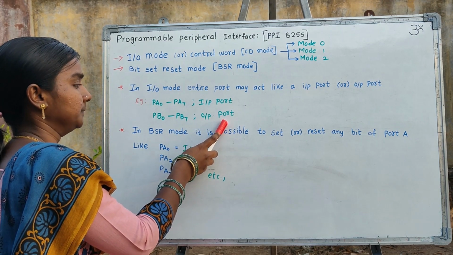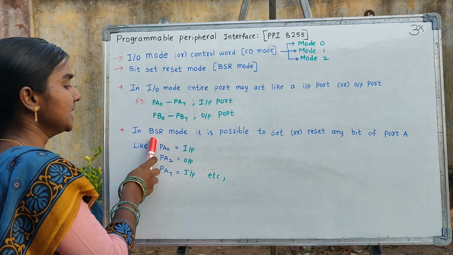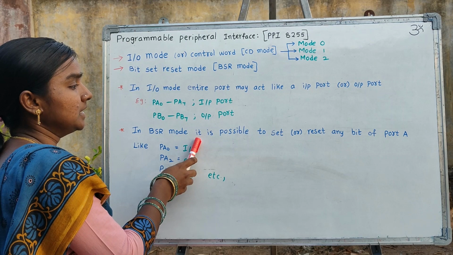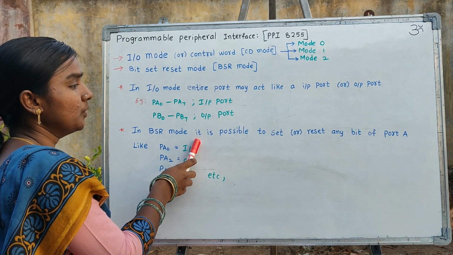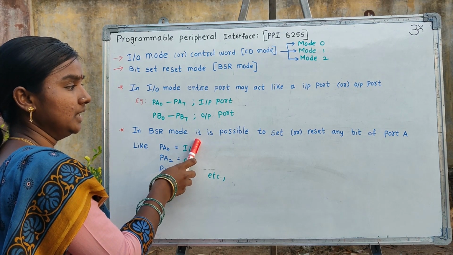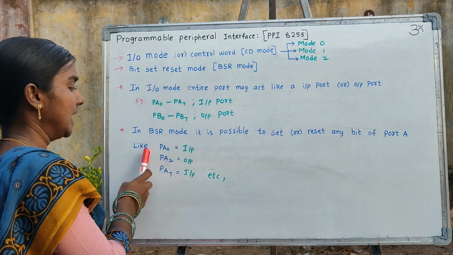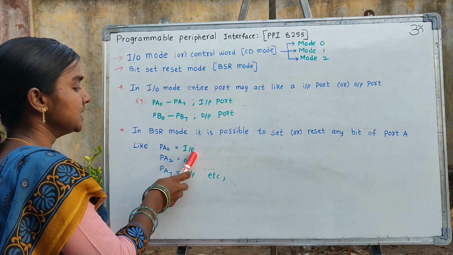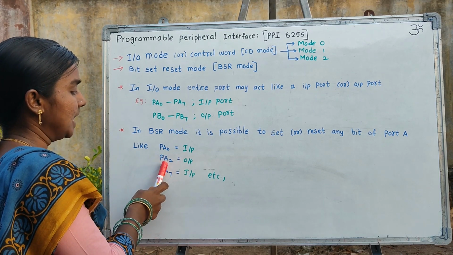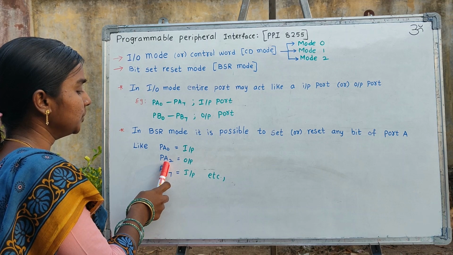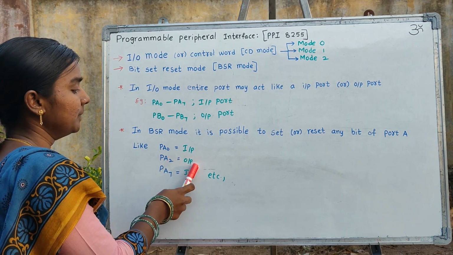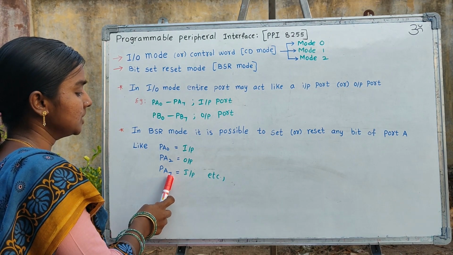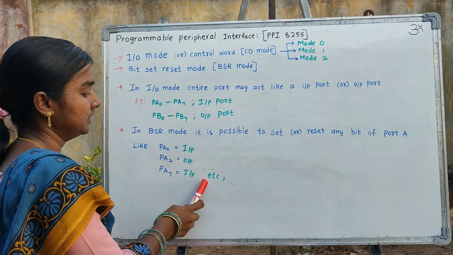Coming to the BSR mode, the bit set reset mode, it is possible to set or reset any bit of port A, port B, or port C. Like port A, PA0, we may consider this as an input line, or if we are considering PA2, the port A2 line, we may consider this as an output line. PA7, we may also consider this as an input line, etc.